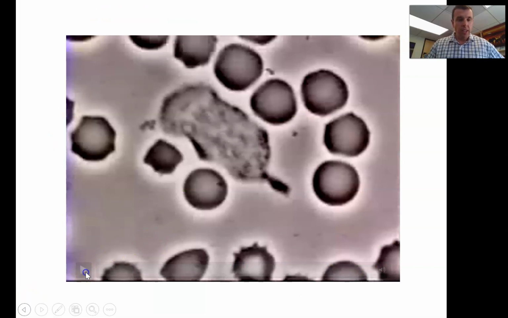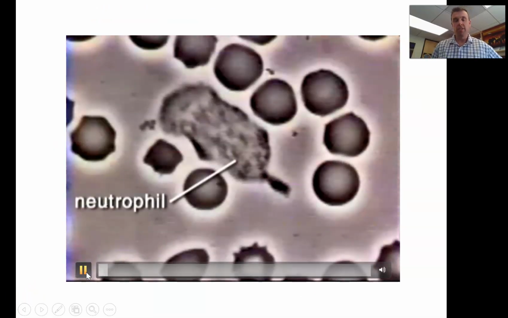And here that is again, just for your viewing pleasure. Neutrophils are white blood cells that hunt and kill bacteria. In this spread, a neutrophil is seen in the midst of red blood cells.